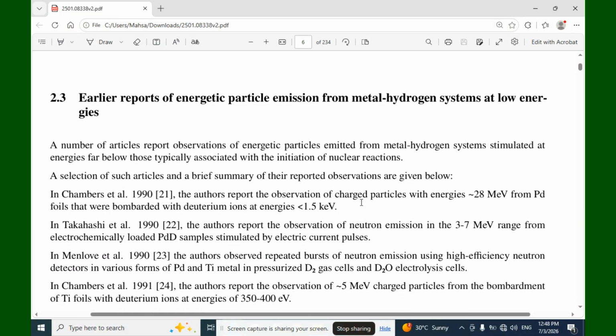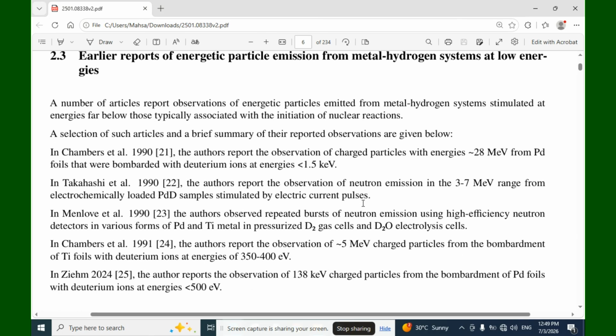The next sections and chapter would be earlier reports of energetic particle emission from metal hydrogen systems at low energies. A number of articles report observations of energetic particles emitted from the metal hydrogen systems simulated at energies far below those typical associated with the initiation of nuclear reactions. A selection of such articles and a brief summary of the reported observations are given below.